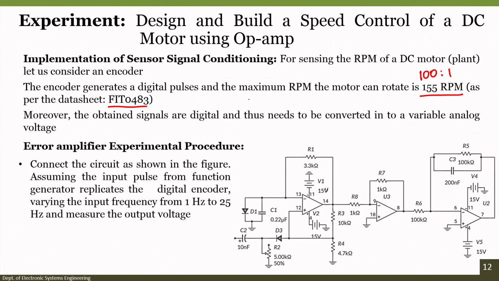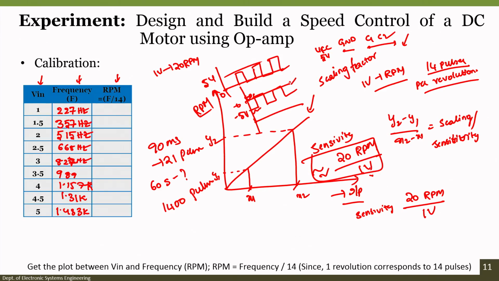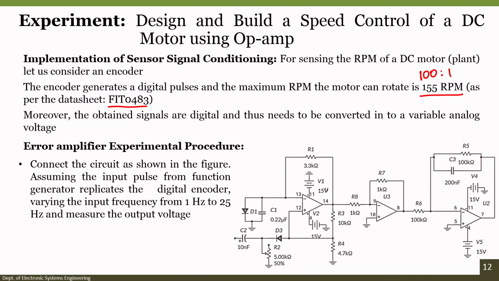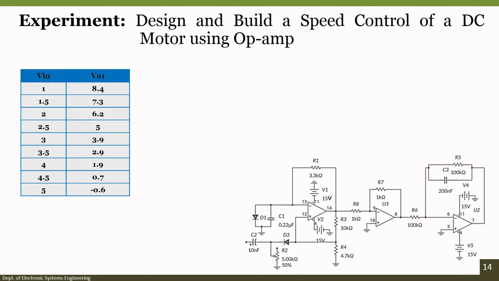The next part we have to observe is how exactly we convert these digital pulses into an analog signal with the same scaling factor, 20 RPM per 1 volt. How do we do that? The only idea is to use a monostable multivibrator and an integrator. So, why do we require a monostable multivibrator?